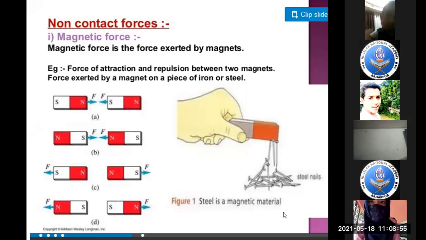Here you can see one more example. Steel is a magnetic material. If there is any steel, that means nails, then will that magnet attract or not?